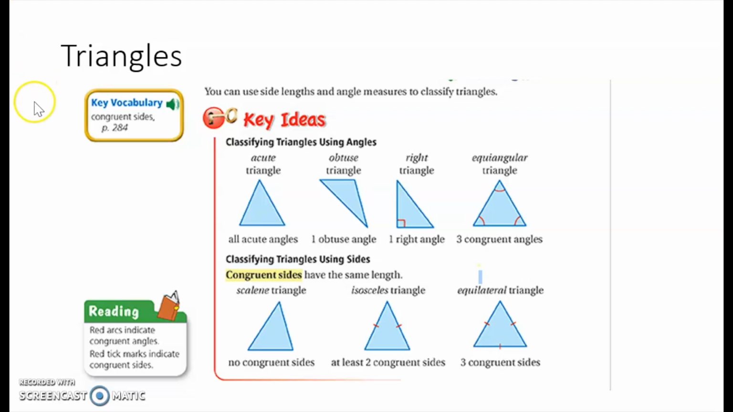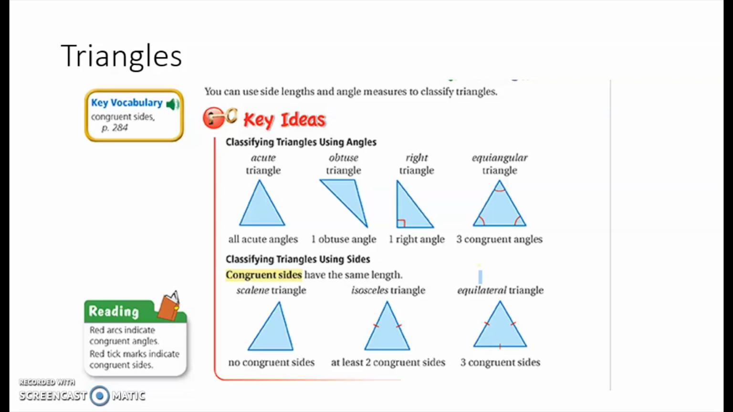We are going to continue looking at our shapes today, and we are going to be talking about triangles. So the first thing we're going to do is go over the different types of triangles and how to name them. Some of this might be review. You might remember some of those names, but some of this might be new to you.